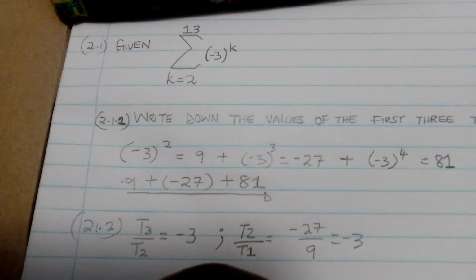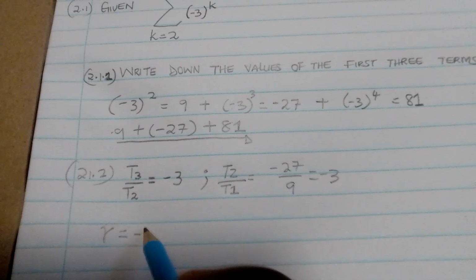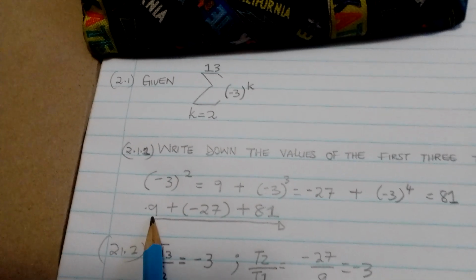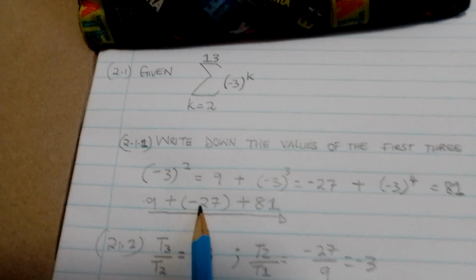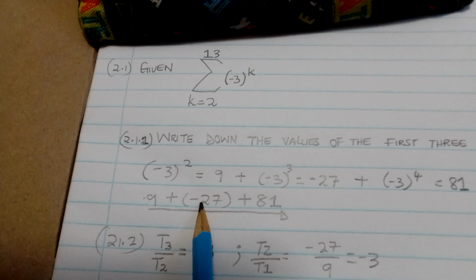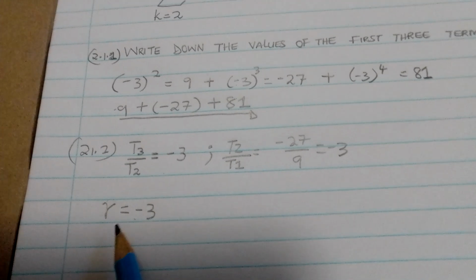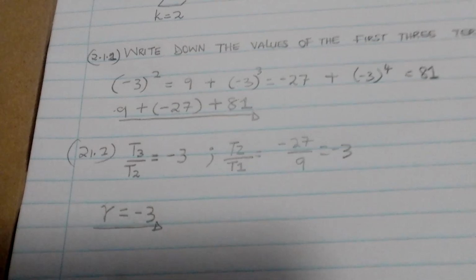So our constant ratio is nothing but negative 3, because you can see that when you multiply positive 9 by negative 3, you get a negative 27. When you multiply negative 27 by negative 3, you get a positive 81. So our R is indeed -3, right? And that's our final answer for that question.